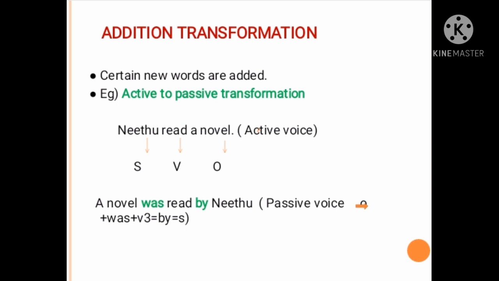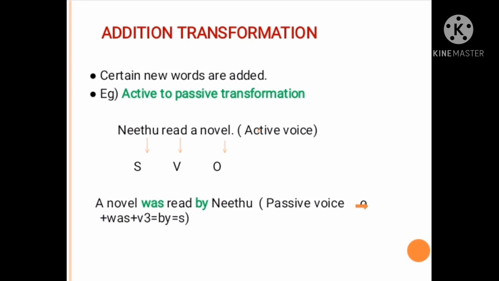TG grammar mainly undergoes three transformations: addition transformation, deletion transformation, and separation transformation. First, we can go through addition transformation. In addition transformation, certain new words are added. Active to passive transformation is an example for addition transformation. Consider the sentence, Needu read a novel. This sentence is in active voice. We need to convert it into passive voice.